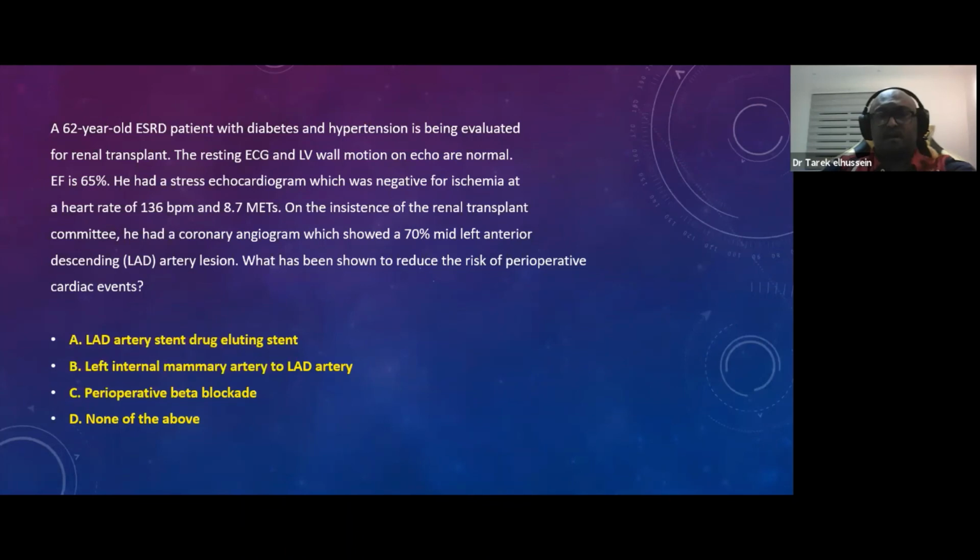Come on, write whatever you think, there's no embarrassment, guys. So I'm getting varied responses between C, D, and A.